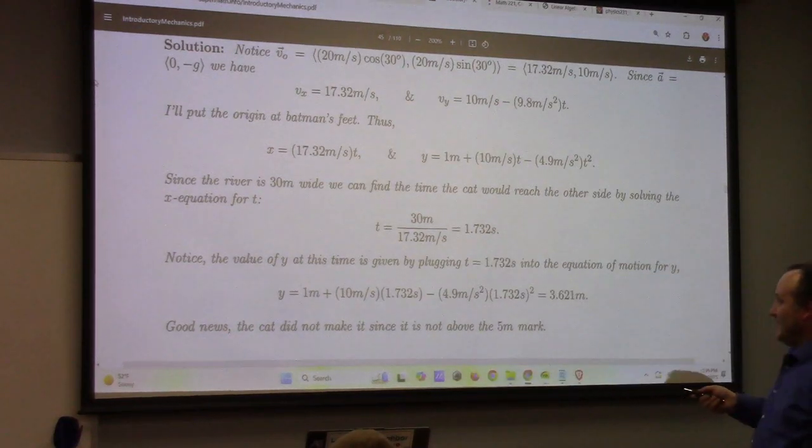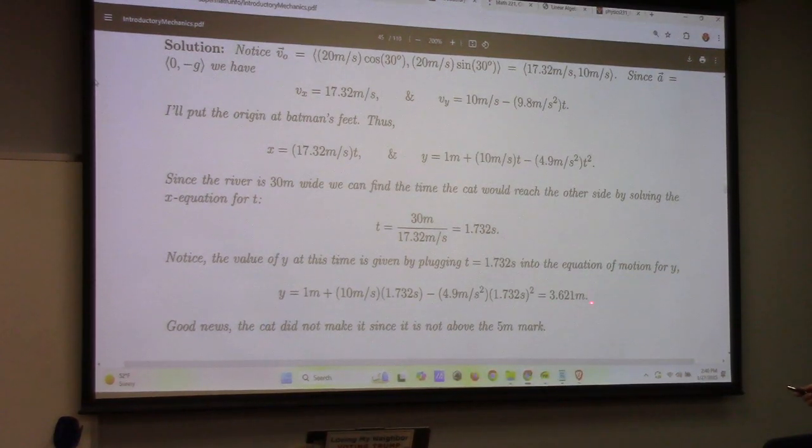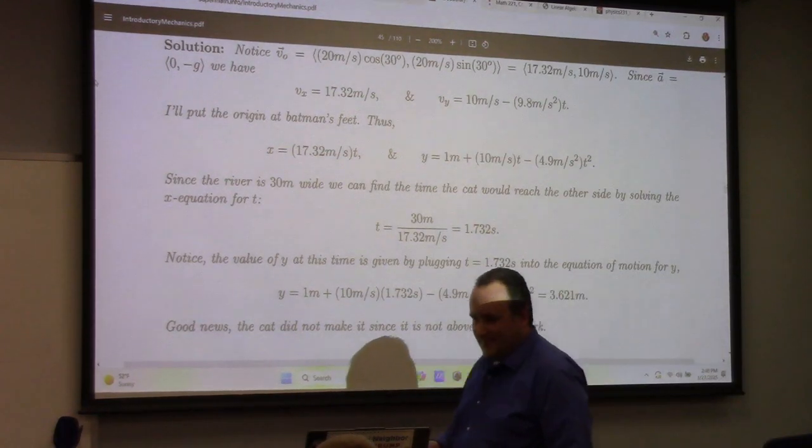When you plug in the time, it works out to 3.62 meters, which means that the cat did not make it since it's not above the 5 meter mark.